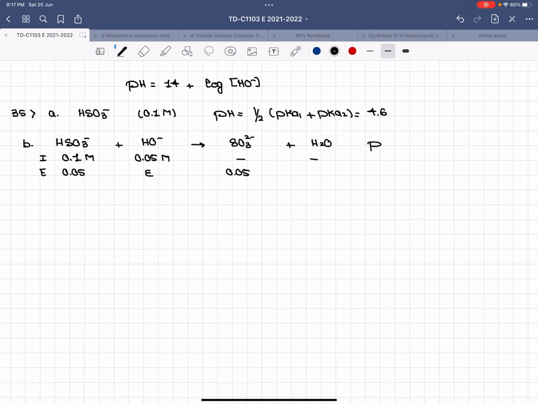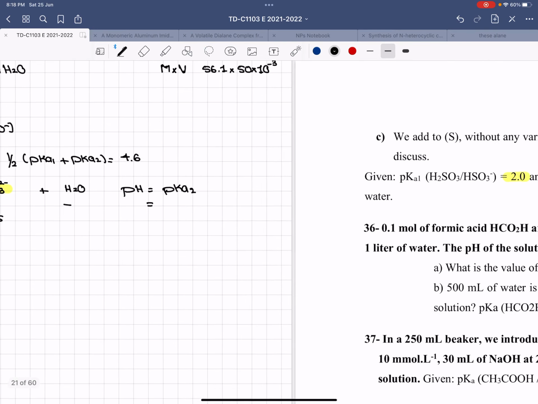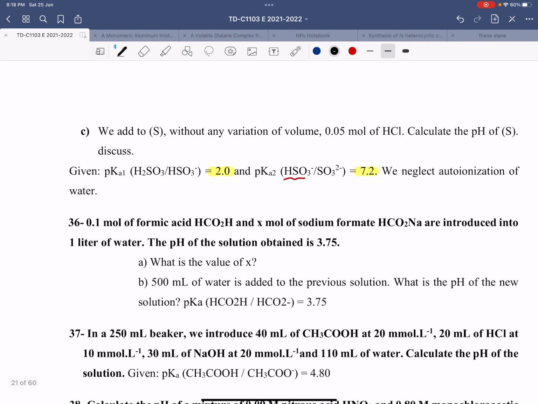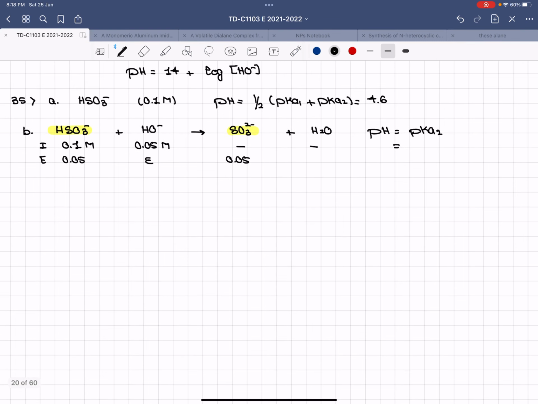pH is equal to pKa. The question, which pKa? Look at the couples. This is couple 2, so it's equal to pKa2. Couple 1 is H2SO3. And if you get confused, here are the couples. You should not be confused by the couples anymore. Okay? So pH equals pKa2, which is around 7.2.